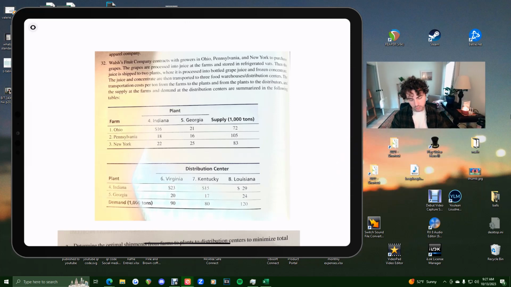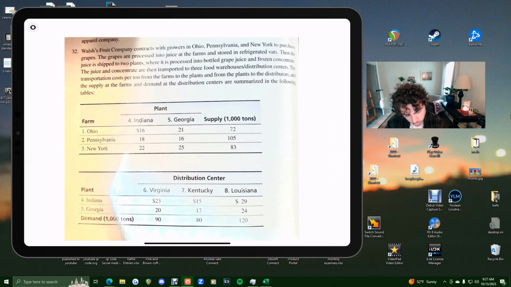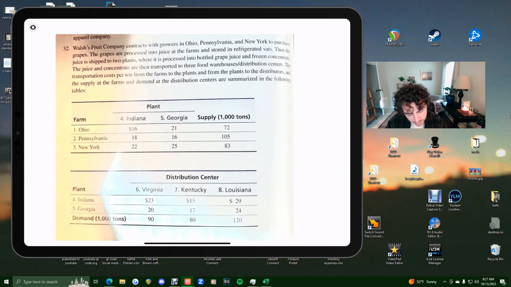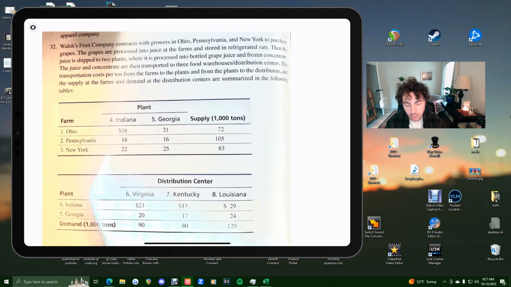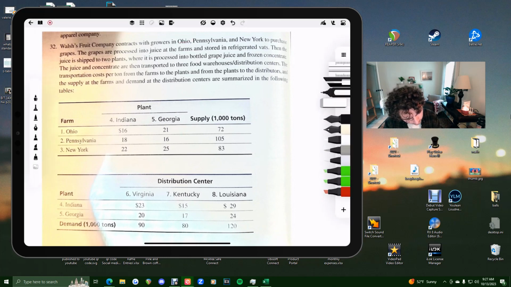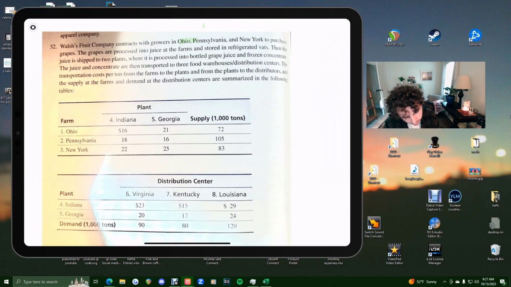Okay. BIT 2406, Chapter 6, number 32. Let's check it out. They say a fruit company contracts with growers in Ohio, Pennsylvania, New York to purchase grapes. It's shipped to 2 plants where it's processed.